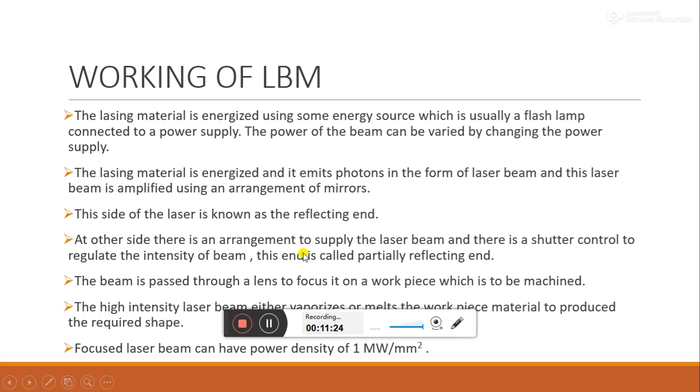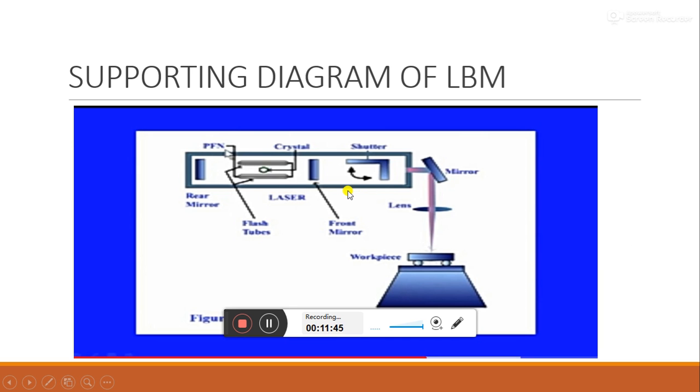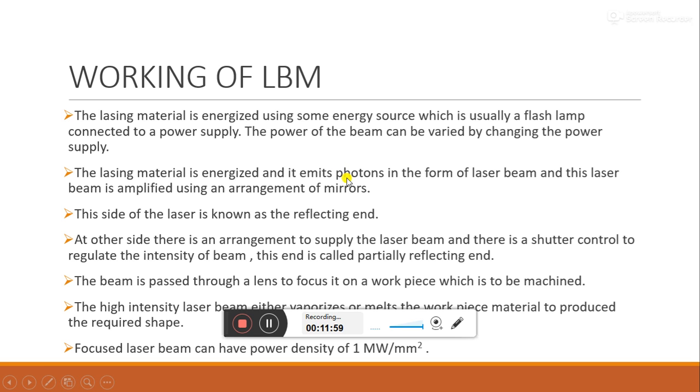At the other side there is an arrangement to supply the laser beam, and there is a shutter control to regulate the intensity of the beam. This end is called the partially reflecting end. So the other side, after the mirror, including the shutter, this region that is left can be called the partially reflecting side, and there is a shutter to regulate the intensity of the beam.